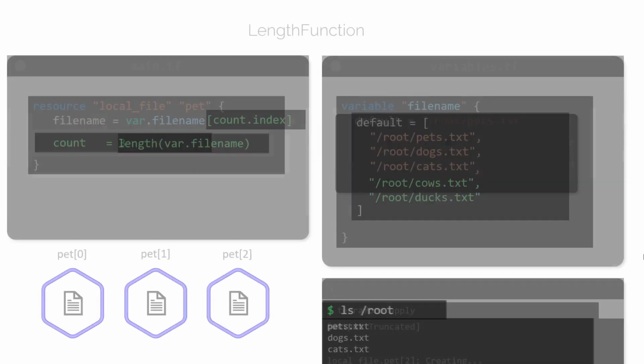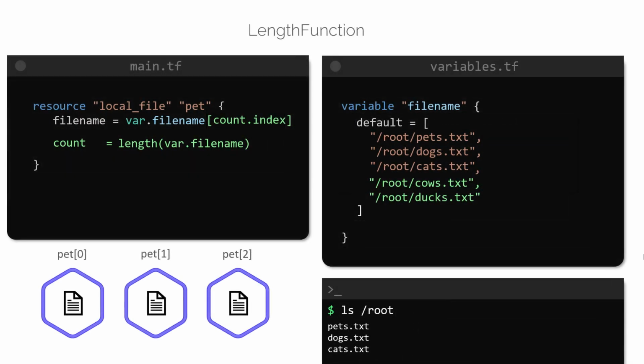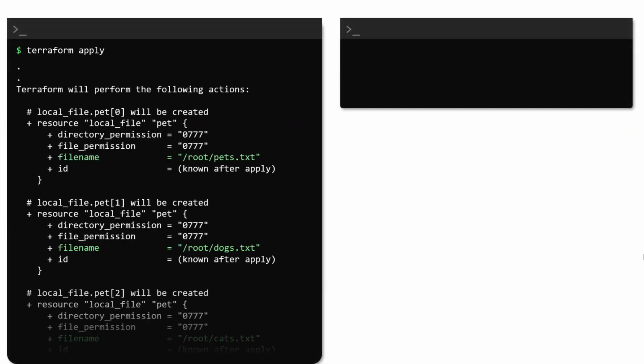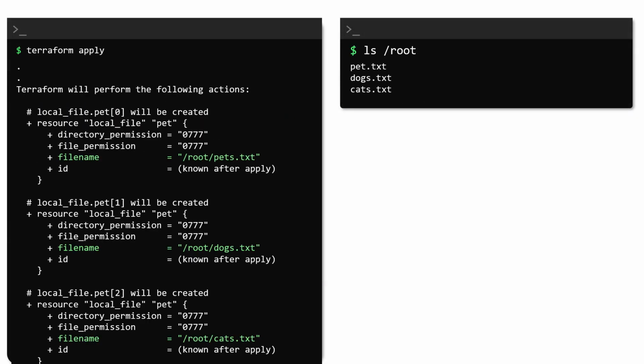We are now ready to run Terraform apply. But before we do that, let's change the default value for the file name variable back to 3 elements. And that's it. If we run Terraform plan and apply now, we should see that 3 resources with distinct file names have been created.